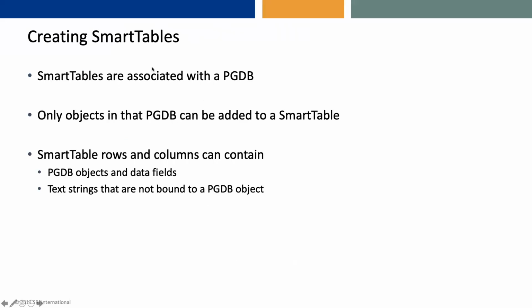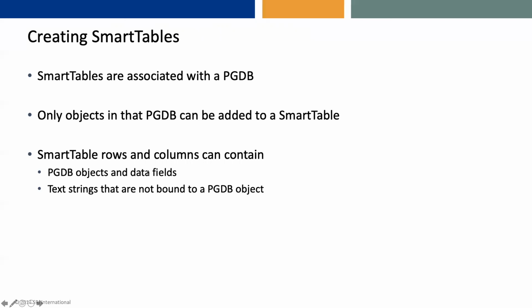Smart tables are always associated with a particular database, and only objects in that database can be added to a smart table. Now, there are a few exceptions to this. You can have a smart table full of organism identifiers as well. Smart table rows and columns can contain PGDB objects and data fields.